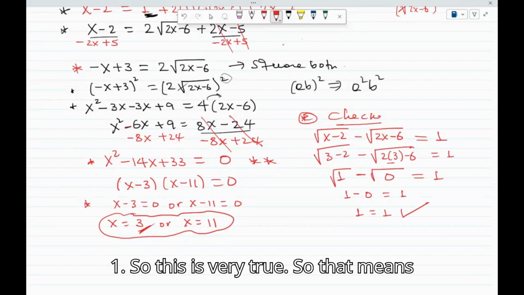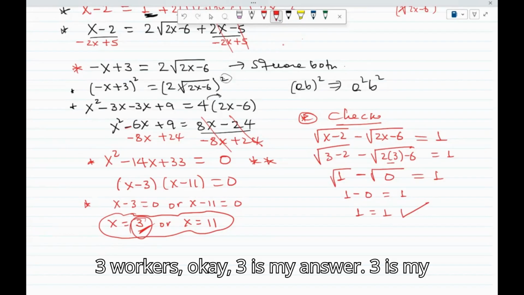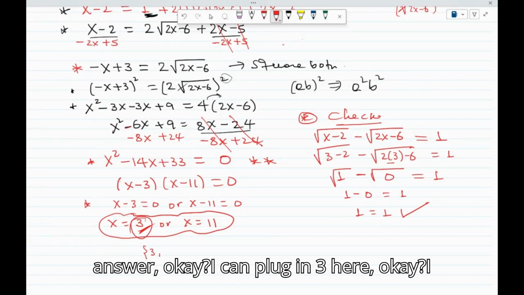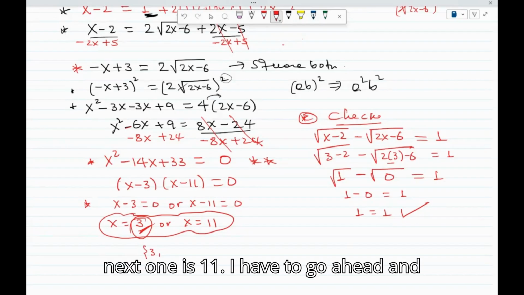So this is very true. So that means 3 works. Okay, 3 is my answer. I can plug in 3 here. Okay, I use 3 as my answer. So the next one is 11.